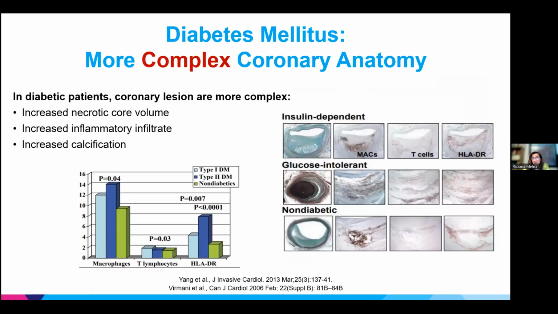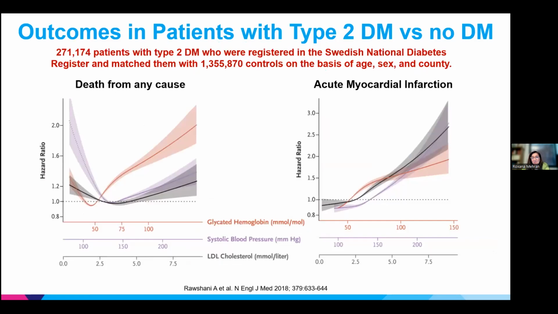In fact, we're seeing very clearly that diabetic patients have more complex coronary anatomy. Their vessels are smaller, diffusely diseased, negatively remodeled, and we see more necrotic core volume, more inflammatory infiltrates, and more calcifications. This makes these vessels very difficult to treat. And as you know, our stent technology doesn't do very well with diffuse calcific small vessel disease.